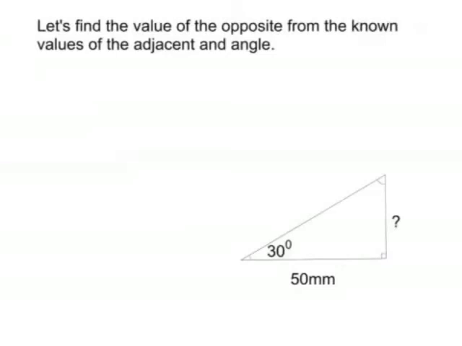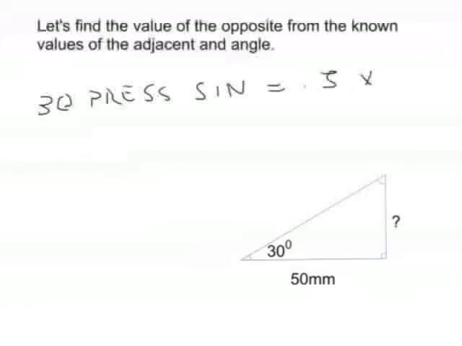To find the value of the opposite from the adjacent and the angle, first we enter 30 into our calculators, and then we need to press sine, which in this case will give us a value of 0.5. We then need to multiply that by the adjacent, which in this case is 50, and that will give us a value in this particular instance of 25, which is the value now of 25 millimeters.